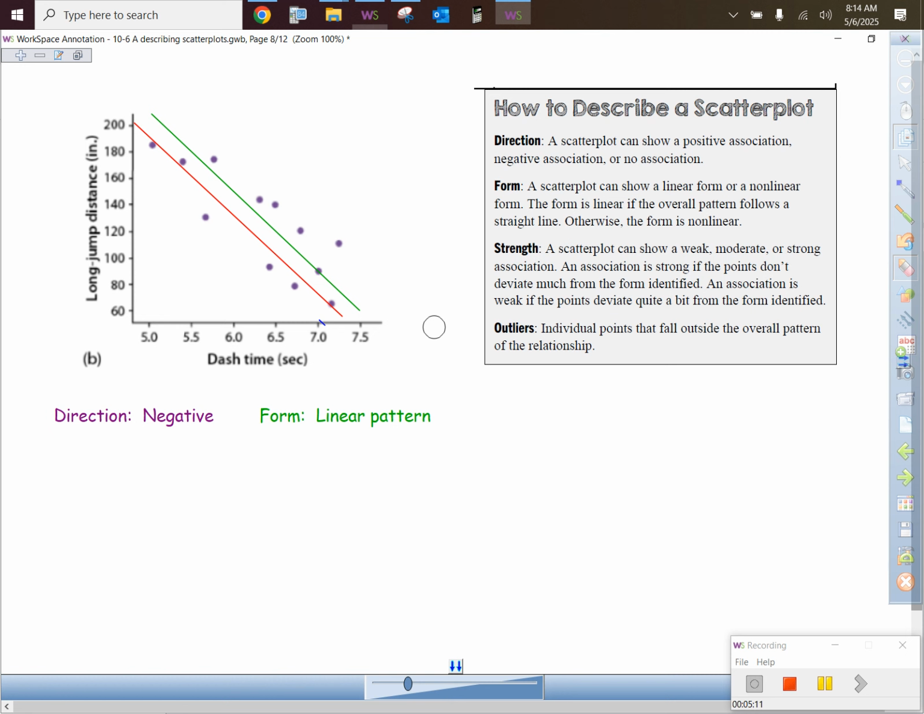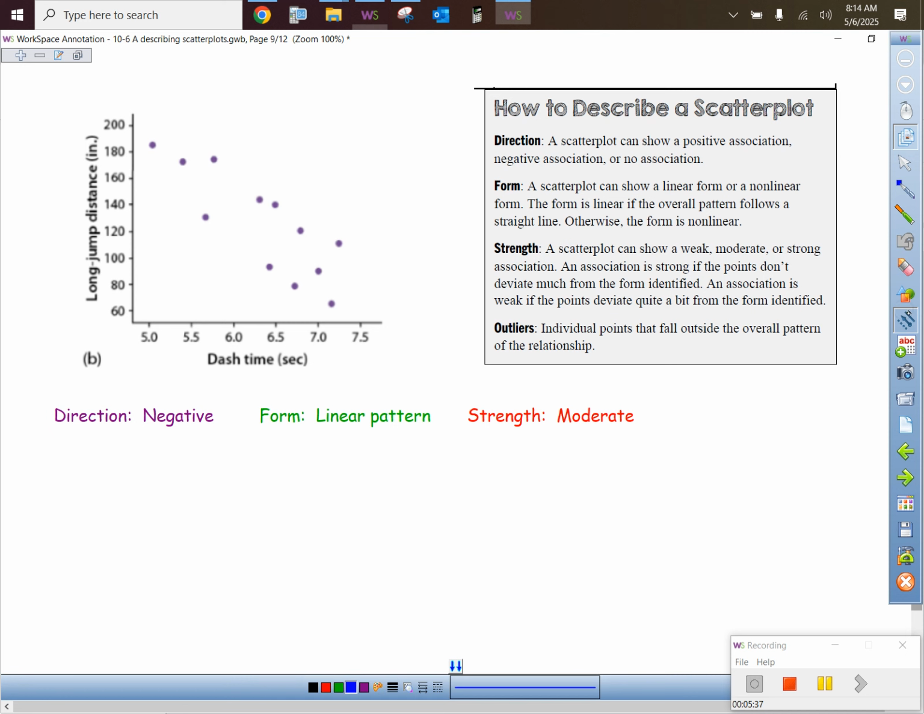So what do you think that means? Strong, moderate, or weak, the strength of this one? That would be moderate, right? That would be moderate because there's no perfect one line that's just going to fit. You know what I mean? This line could work, and so could this one. How do we know which one's better? It's just too spread out.